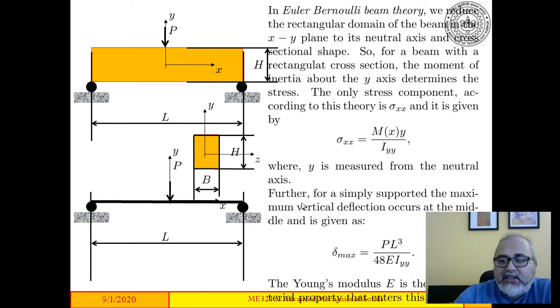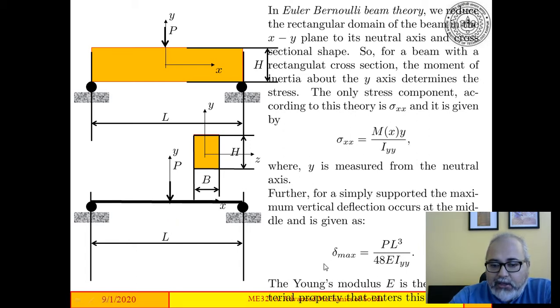Further, for this simply supported beam, the maximum deflection obviously occurs at the middle, and this maximum deflection delta max is given by PL cubed by 48 EI. You can verify that from your Crandall and Dahl. These formulas are given there. Now, this delta max is the deflection of the neutral axis. So deflection at this point in the y direction at the neutral axis.